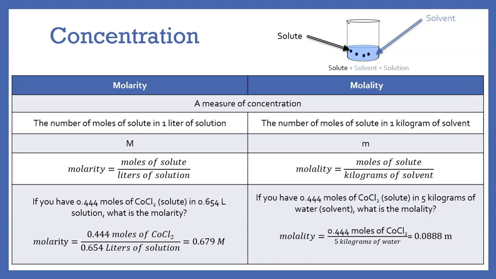Let's say you have molality instead. You need the moles of solute and the kilograms of solvent. You can plug in your numbers and solve, and you end up getting 0.0888 for your molality, with a lowercase m for the unit. You can take that number and compare it to other molalities, and you can determine which one's more or less concentrated.